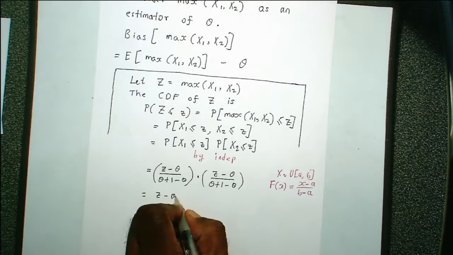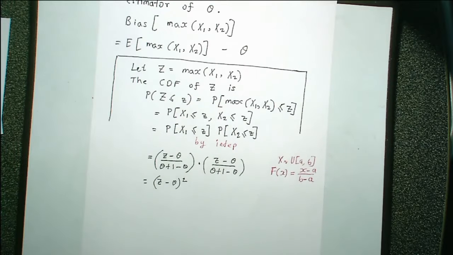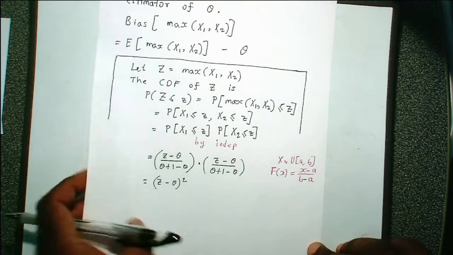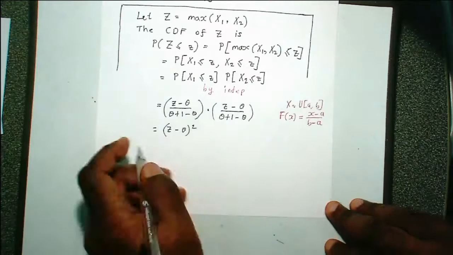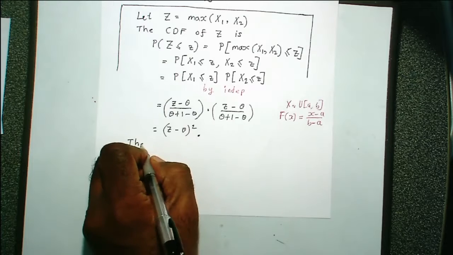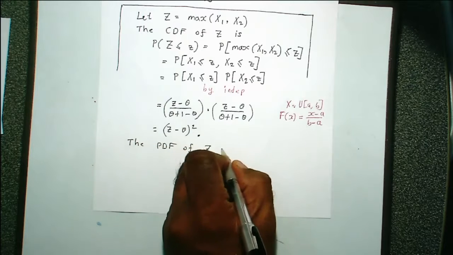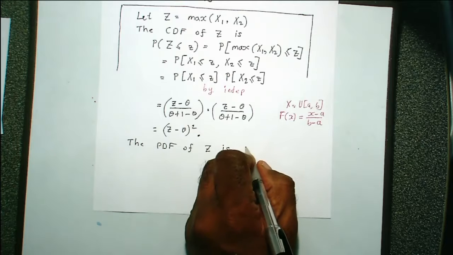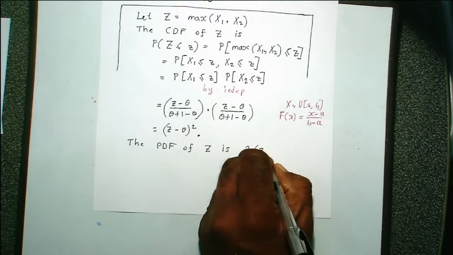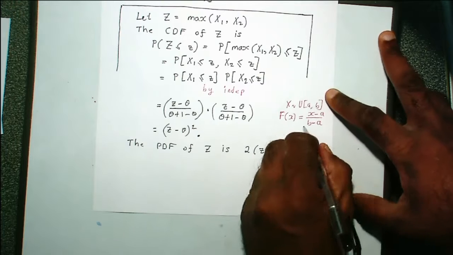So this is equal to Z minus theta squared, right? Yeah, are you guys with me? Oh, you lost? No? Yeah, okay. All right, so this is the CDF of Z. So the PDF of Z, all right, I'm going to complete the box here.